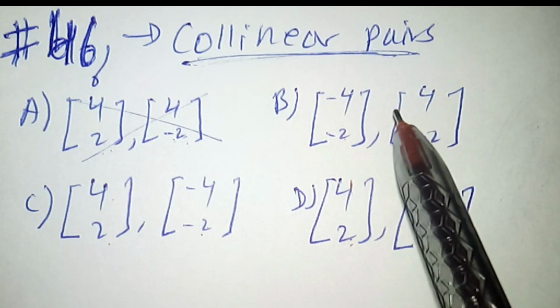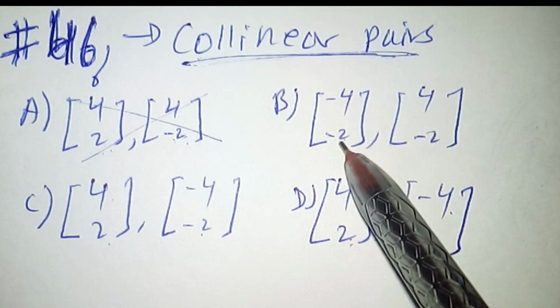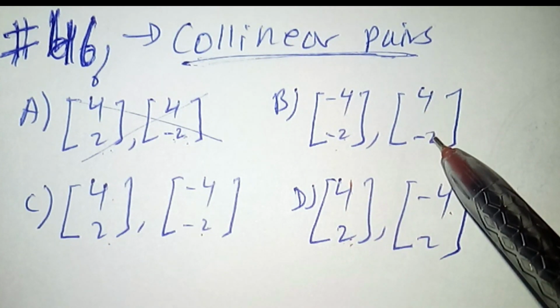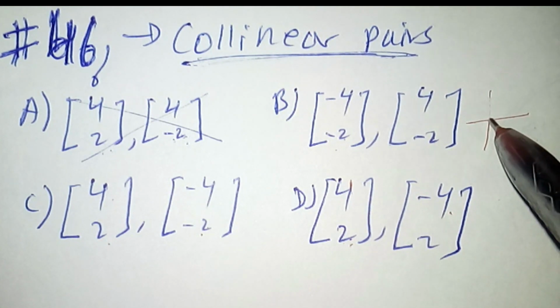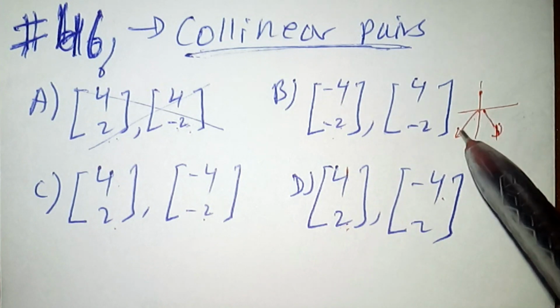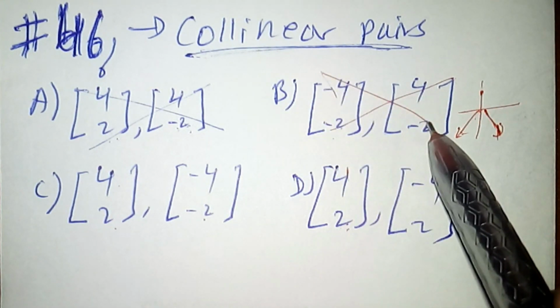When you come to B, the first vector exists in quadrant 3, the third quadrant, and this one is in the fourth quadrant. So fourth and third quadrant has no possibility to be collinear to each other. So third and fourth quadrant vectors cannot be collinear with each other.